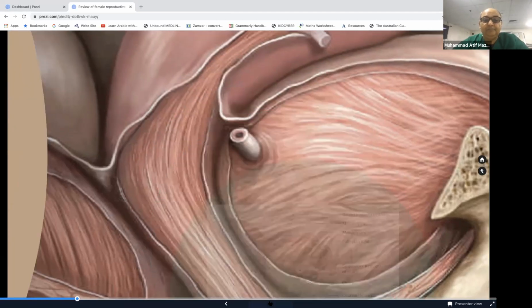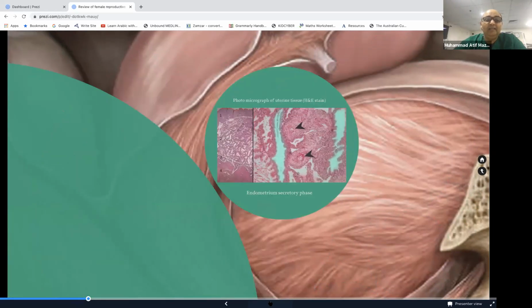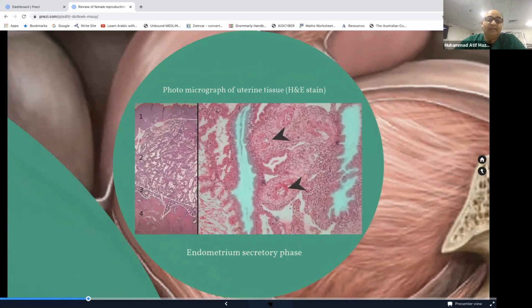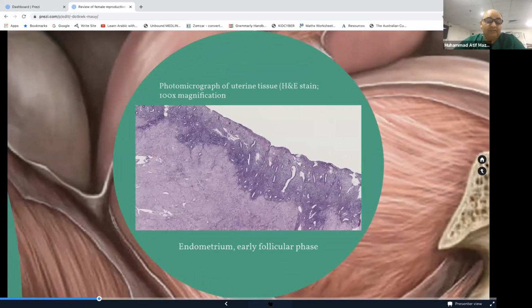Going further, now the uterus primarily has three layers contributing to it: endometrium, myometrium, and perimetrium. So how they are placed, let's look further. So now under the microscope, a photomicrograph has been shown, and that is showing you the secretory phase within the endometrium. So this is how it looks under the microscope. Going further, now this is another picture of the same photomicrograph, the early follicular phase. I'm sure you are good with this.